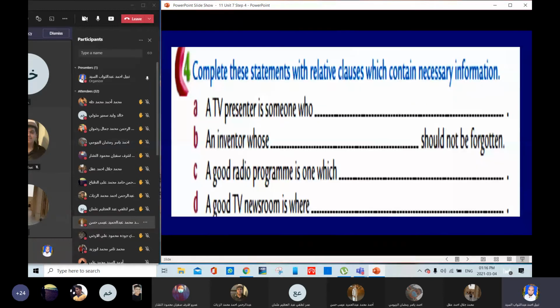Okay, thank you. Now you are going to complete these sentences using a relative clause which contains necessary information. You need to recognize the people in front of you: a TV presenter, an inventor, a good radio program, a good TV newsroom. You should complete using necessary information. Here you have who, whose, which, and where.